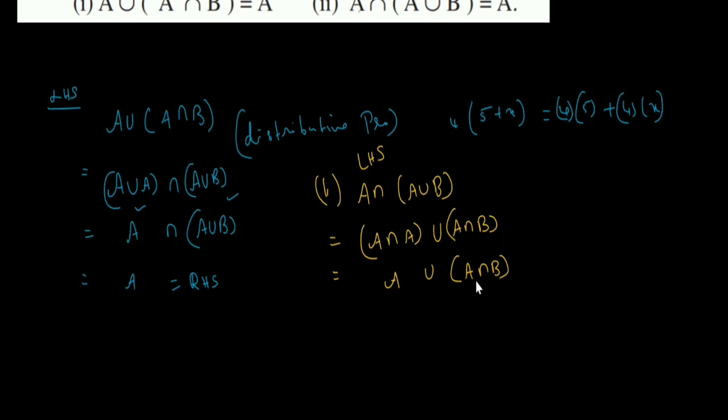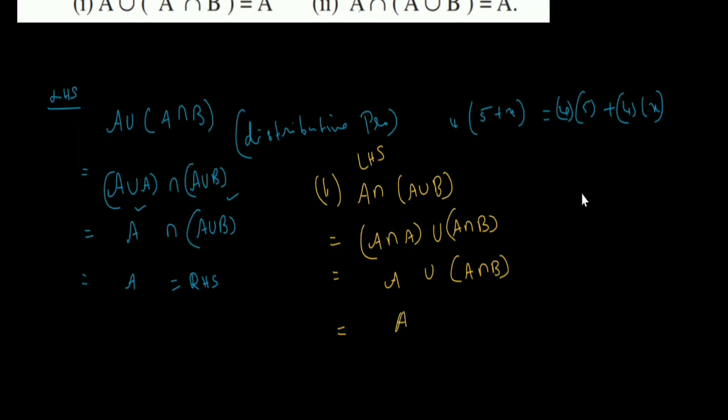So A intersection B will be a small set when you compare to the set A. So set A will be the superset, isn't it? When you find the union, the answer will be the superset. A will be the superset. A intersection B is a small set, a subset of this. So the answer will be A.